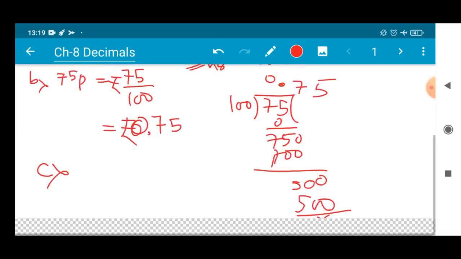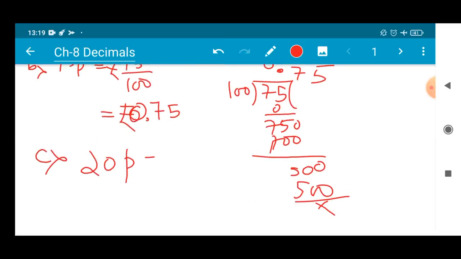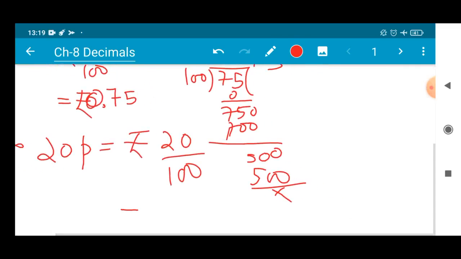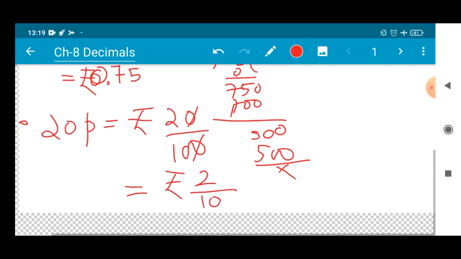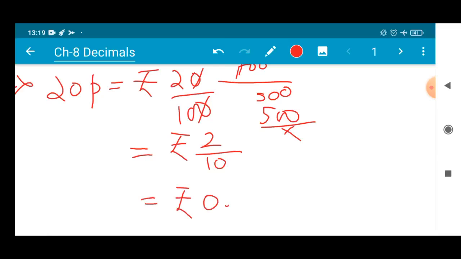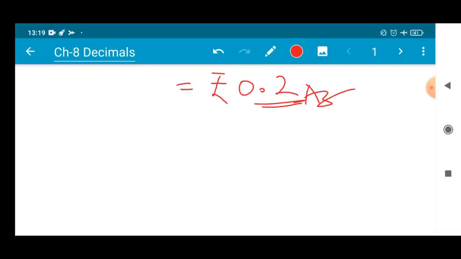Next, 20 paise. So it's very easy, very simple. 20 paise you have to express in rupees. So 20 paise means it is rupees 20 by 100. Yes. So if you divide this, I can cut this 0 and 0, which will remain only 2 by 10. So 2 by 10 means if you divide it, you will get 0.2 rupees. Yes. Okay, so I hope you guys are understanding what we are doing. Very simple thing, very easy. The basic thing which we have been doing since class 4, 5, the concept of rupees and paise.